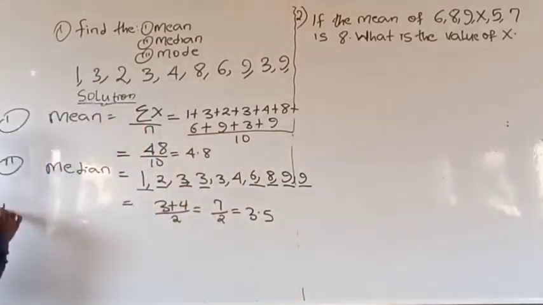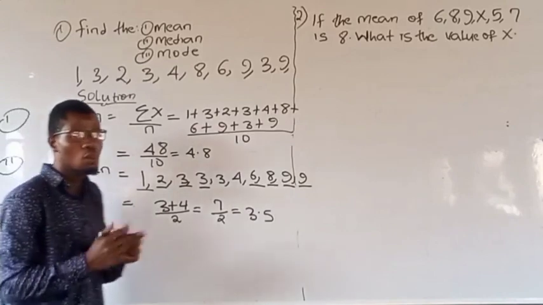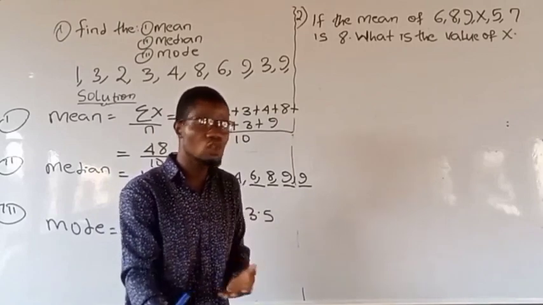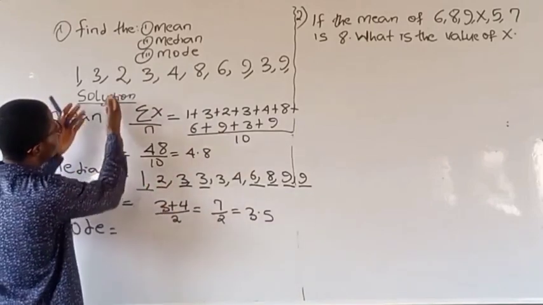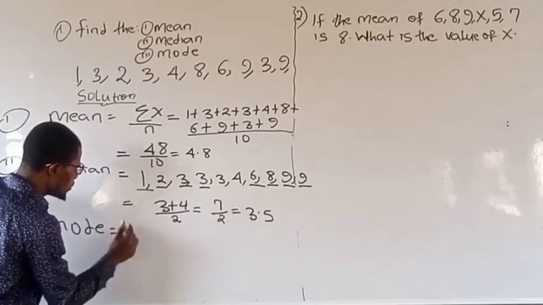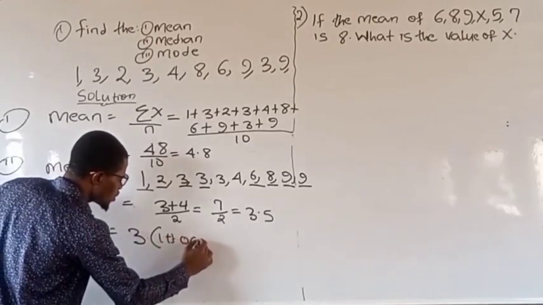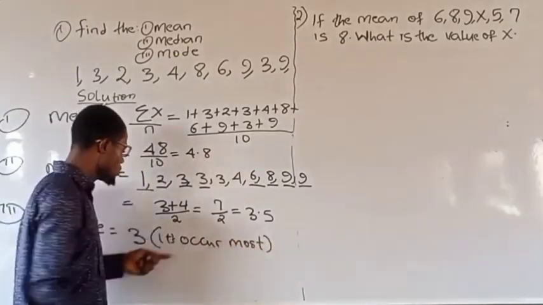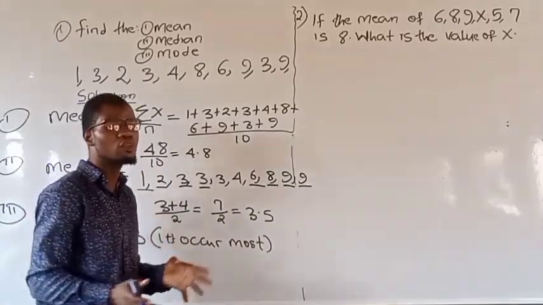So now the question number 3 says we should find the mode. What do you mean by mode? Mode is the most occurring number. That is the number that comes out the most in a given set of data. And when you look at this very well, if you look closely at the question, which number comes out the most? That is 3. So our mode here now is 3. Why? It occurs the most. So it's the most recurring number. So that is about how to find the mean, median, and mode of an ungrouped data.